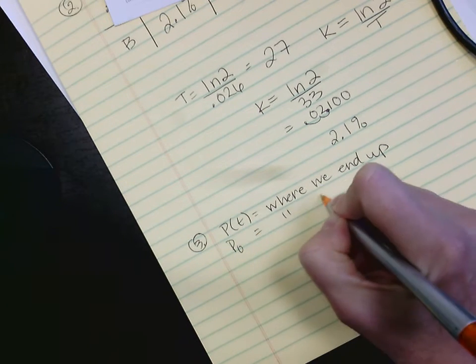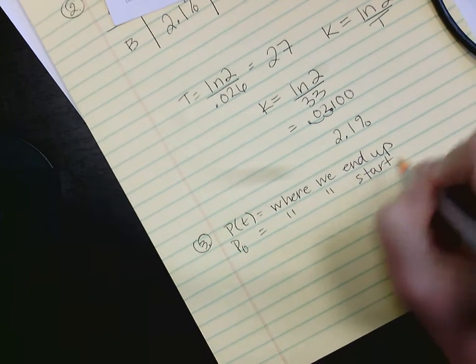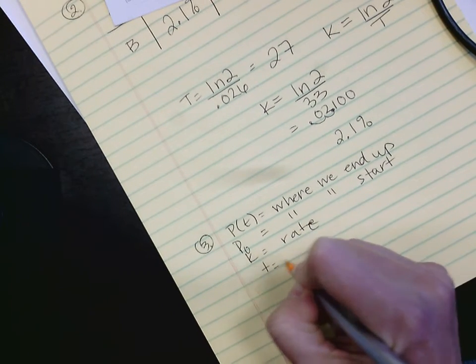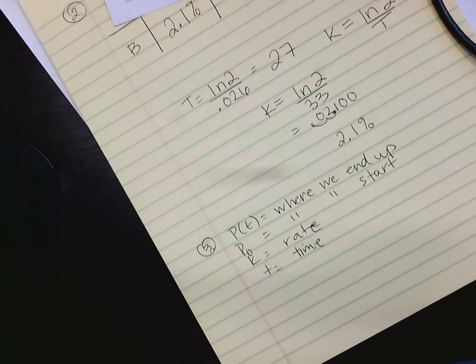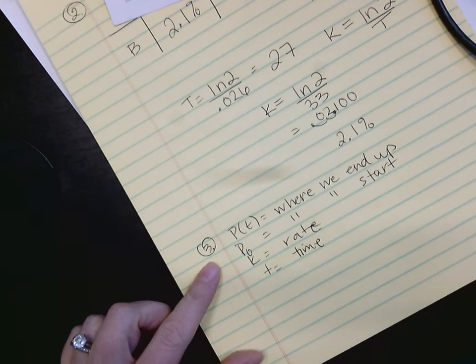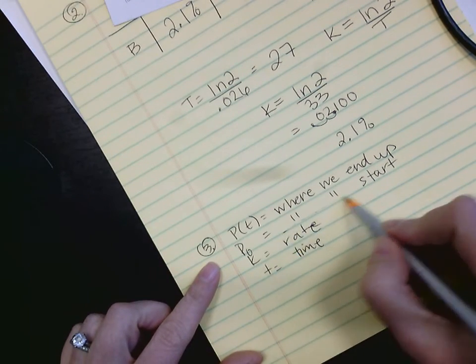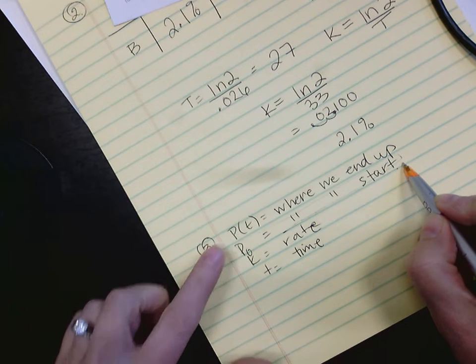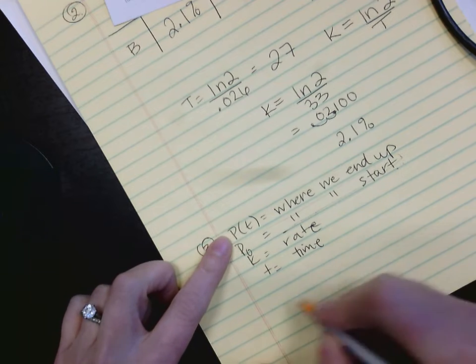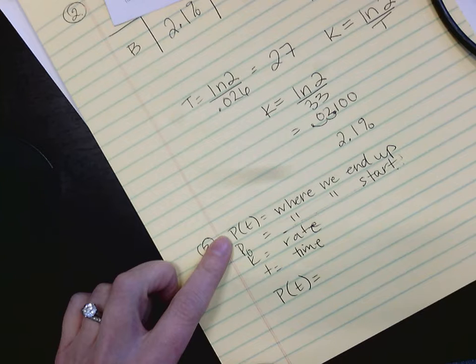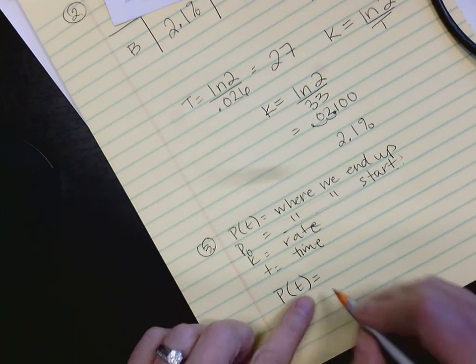P0 is where we start. K is rate. T is time. So let's see, what do we know? It tells us that we invested $15,986. That's where we started. We started at $15,986. So I do not know P of T. I don't know where we're going to end up. That's what we're trying to find. So if I know where we started, that's where the P0 goes.